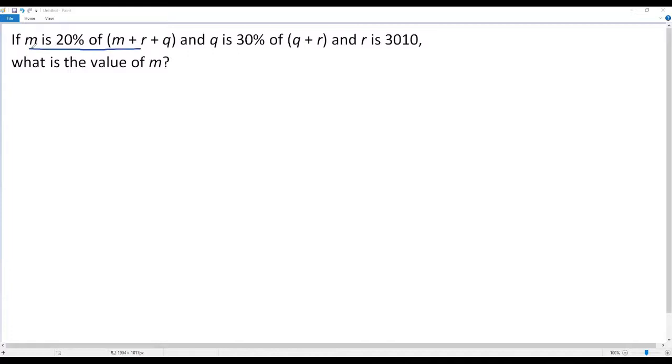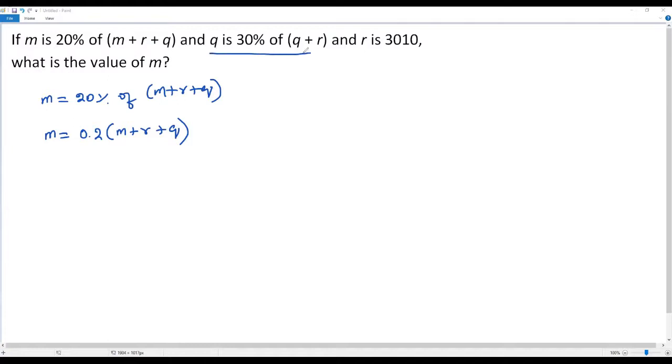Okay, now let me write this as an equation. M equals 20% of M plus R plus Q. We can write this 20% as a decimal, 0.2, and we can write "of" as multiplication, so we get M equals 0.2 times (M plus R plus Q).